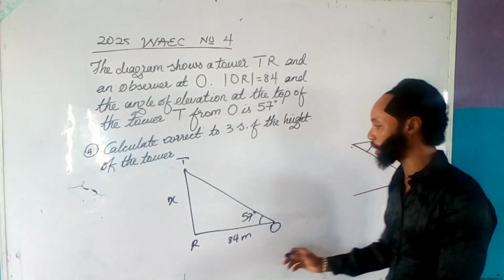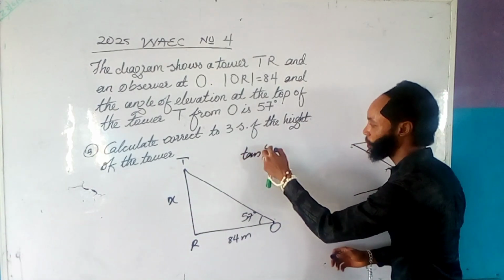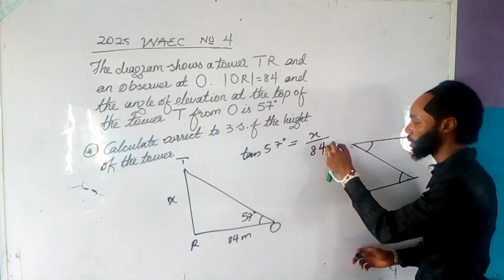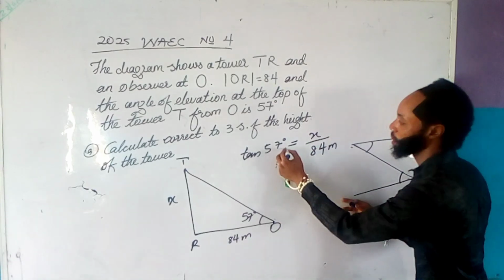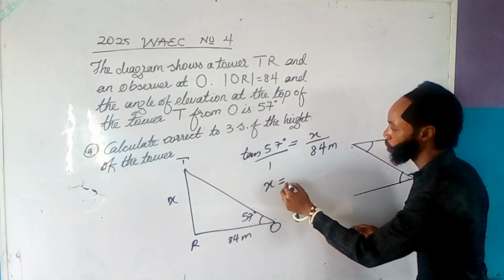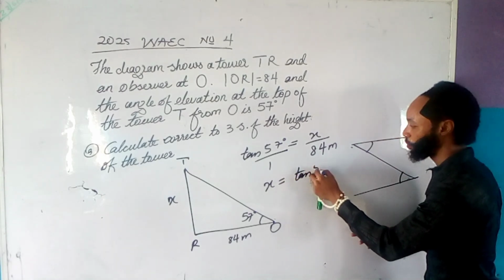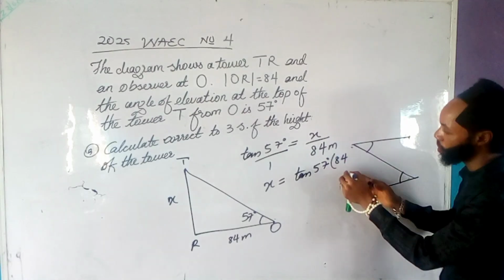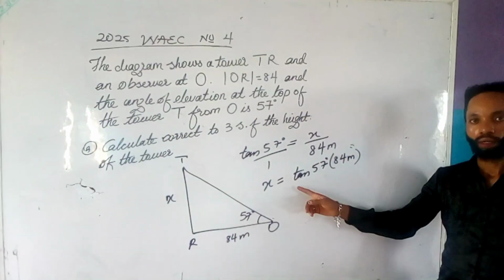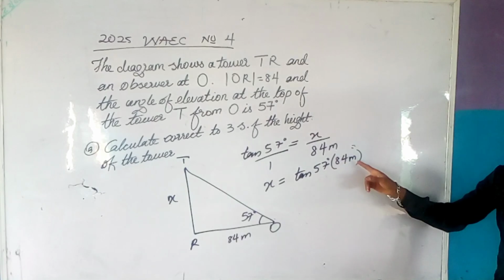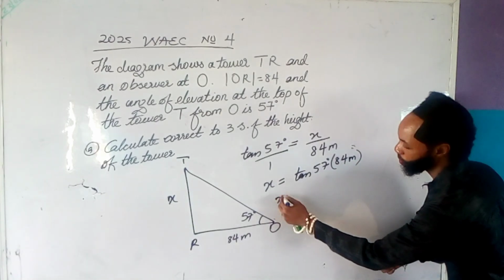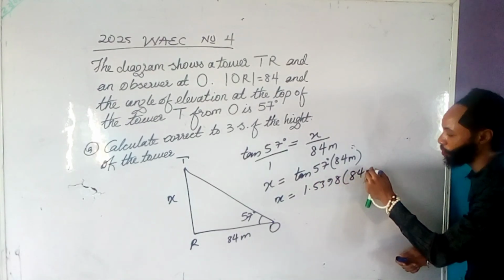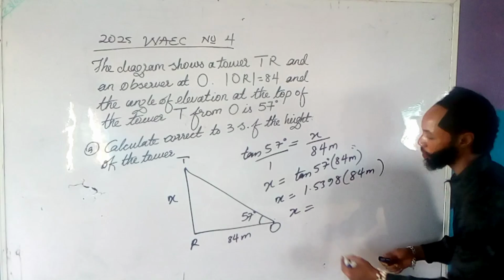So it's going to be tan, tower opposite over adjacent. So tan 57 degrees equals X over 84 meters. Now we cross multiply to look for our X. So X will be equal to tan 57 degrees times 84 meters. What's tan 57? 1.5398. So 1.5398 times 84 meters. Let's multiply that. What do we have?